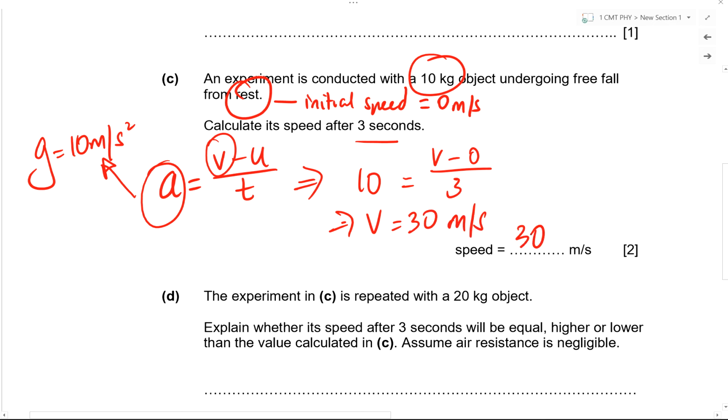30. I know some of your mental sums are very good. You look at the question and you can tell me, hey, after 1 second the speed becomes 10 meters per second, after 2 seconds it becomes 20 meters per second, after 3 seconds it becomes 30 meters per second. Then you just write down 30 as the answer. You get 0 marks. This is a 2 mark question, I need to see your working. I need to see substitution as such. Alright? So, the lesson will end here.